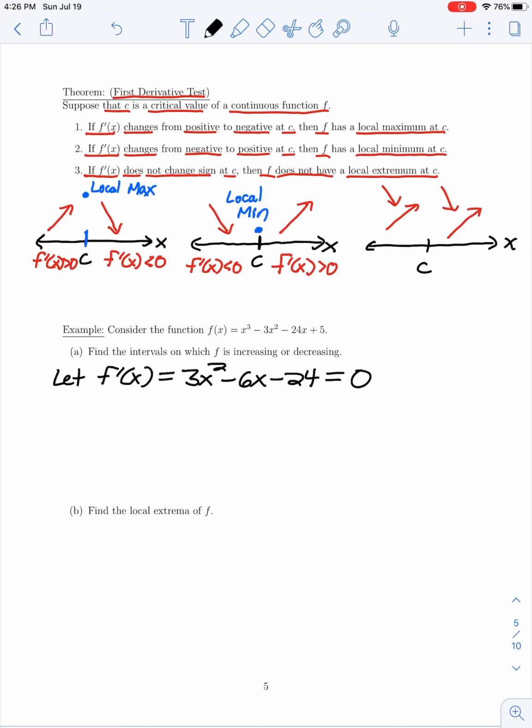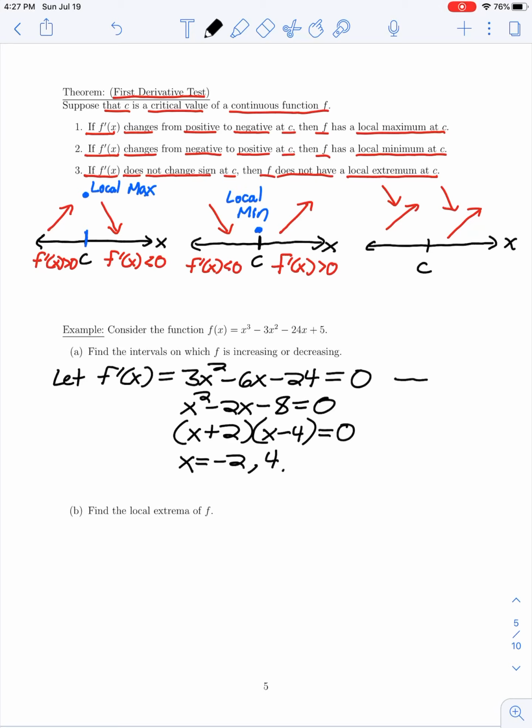Now, dividing both sides of our equation through by 3, we have x squared minus 2x minus 8 is equal to 0. And then this can be factored as (x plus 2) times (x minus 4) is equal to 0. So we're left with two critical values, namely x equals -2 and x equals 4. So if we think about the domain of this function, in this case all real numbers, so the entire x-axis, we have these critical values at x equals -2 and +4.